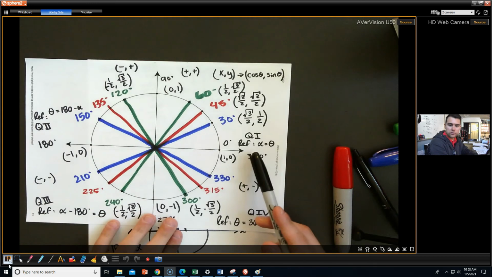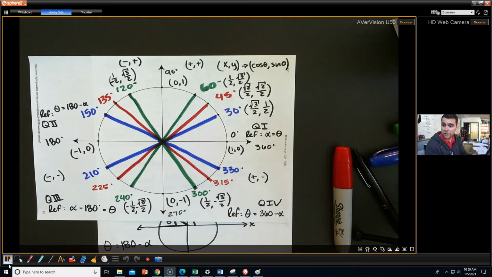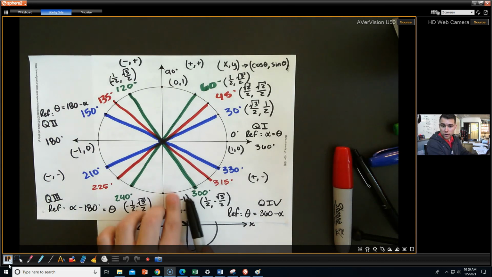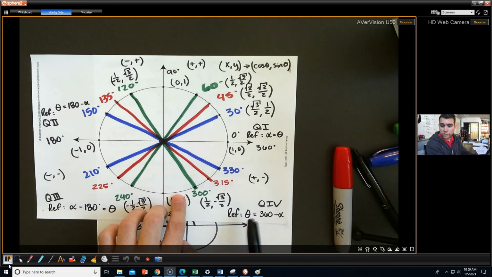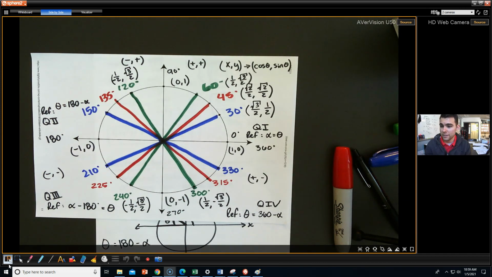Well, you do it just by doing this. If you have 285 degrees, you're going to be somewhere in quadrant 4, right? So you're just going to do 360 minus 285, which gets you 75 degrees. That would be the reference angle to the 285 degree angle. So good luck on your quiz. I think you guys are going to do just fine.